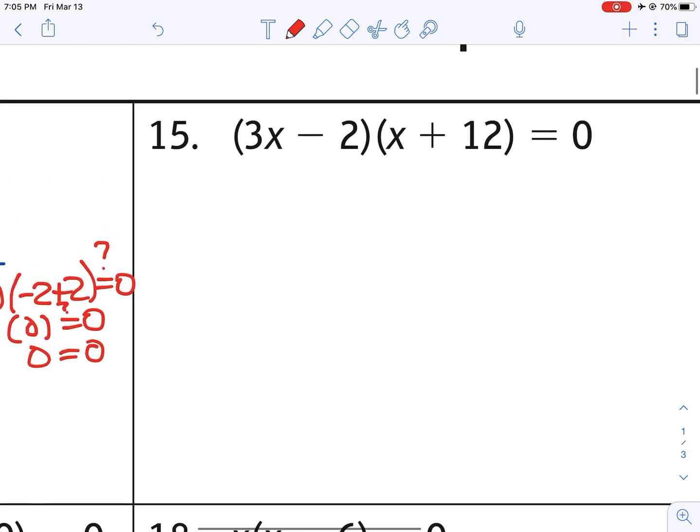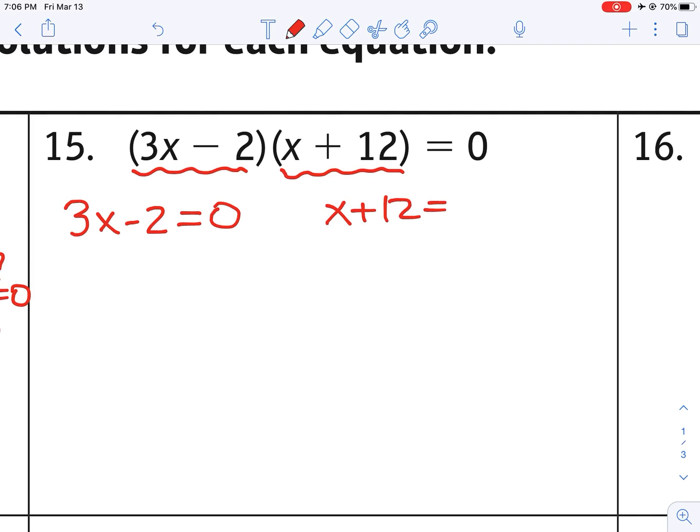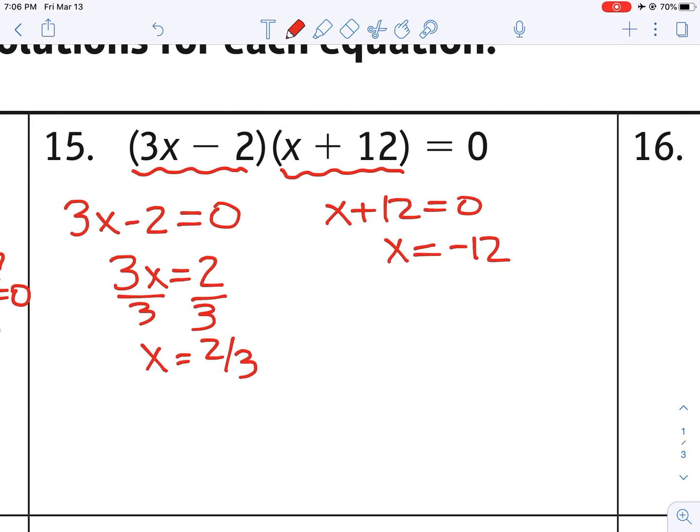I'll do one more with you. If we look at this one, this is my first factor and this is my second factor. I take my first factor and set it equal to 0. I take my second factor and set it equal to 0. I add 2 to both sides and I get 3x equals 2. I divide both sides by 3 and I get x equals 2/3. On this one, I subtract the 12 to the other side and I get x equals negative 12. So my two solutions for this problem are x equals 2/3 and negative 12. Those are my answers for this problem.